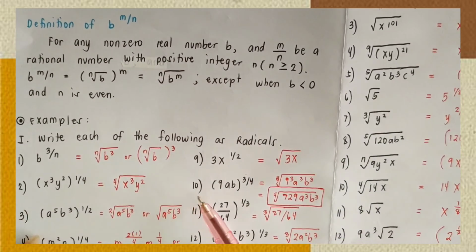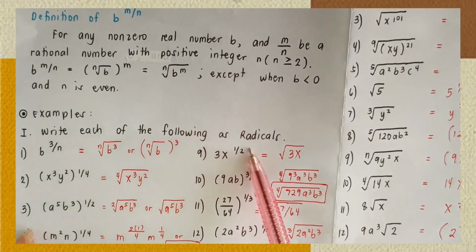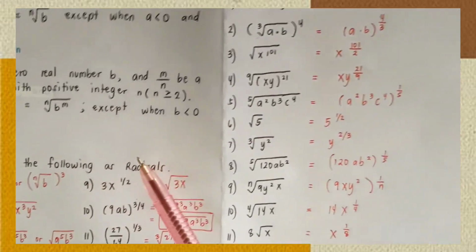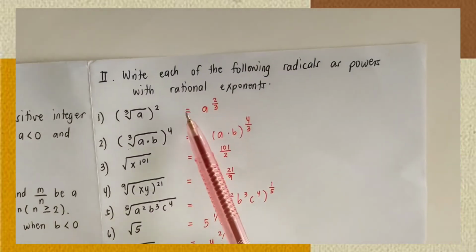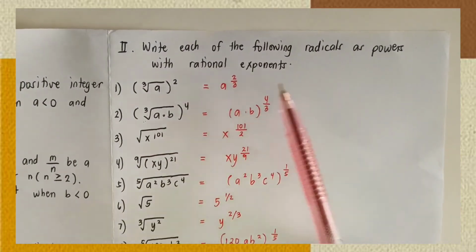So you already learned how to write each of the following as radicals, and of course, how to write each of the following radicals as powers with rational exponents.